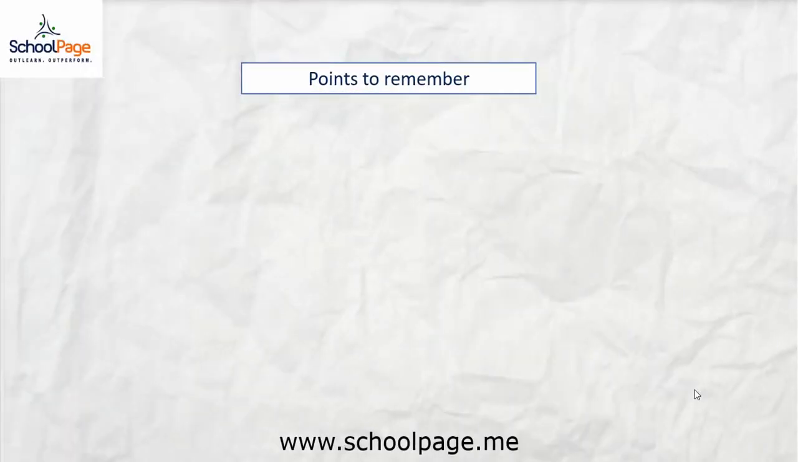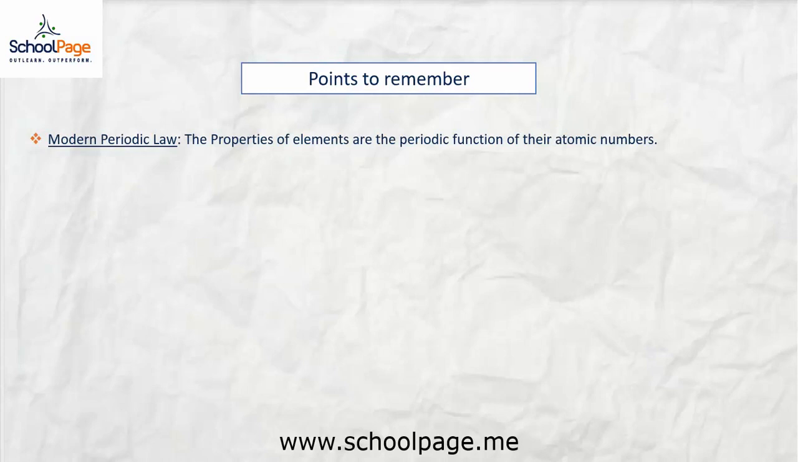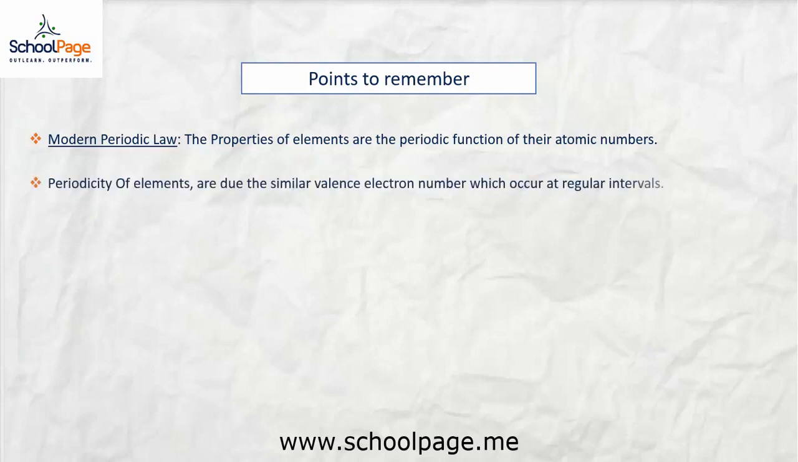Now let's do a quick recap of what we learned in this video. Modern periodic law. Modern periodic law states that the properties of elements are a periodic function of their atomic number, and the periodicity of elements is due to the similar valence electron number which occurs at regular intervals.